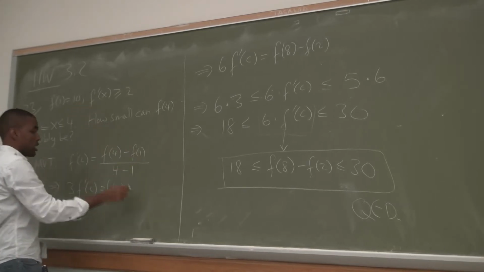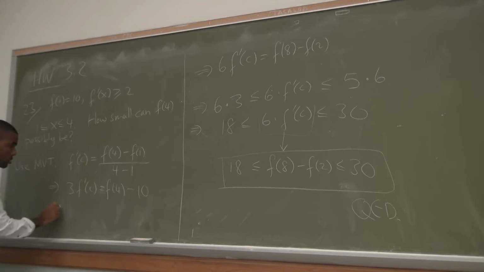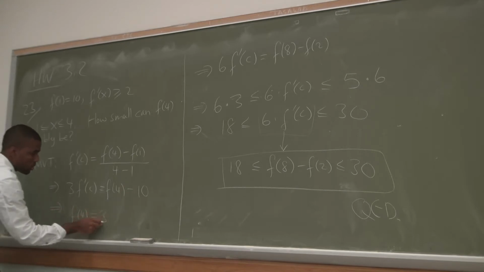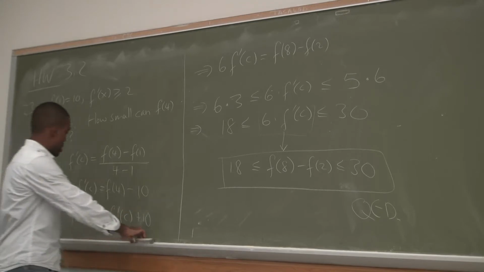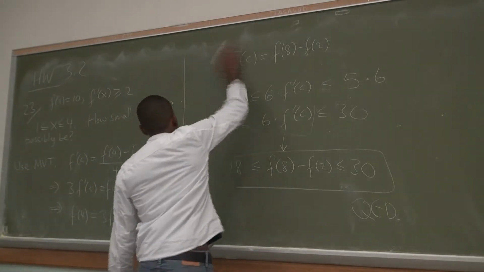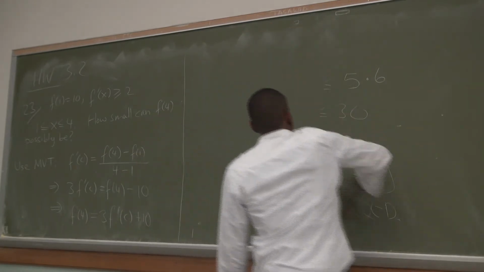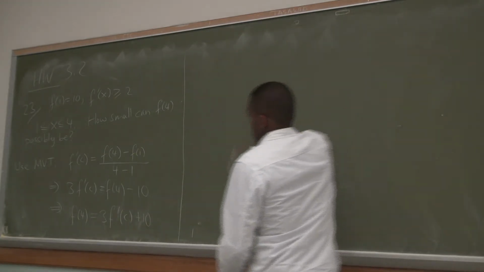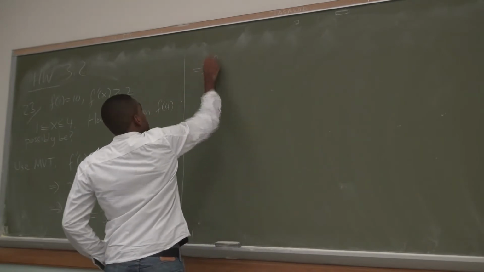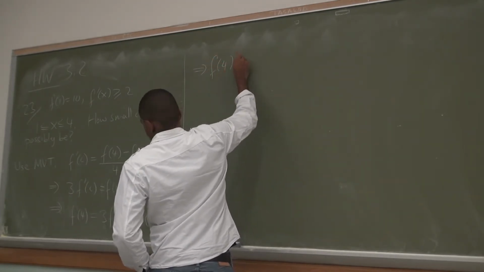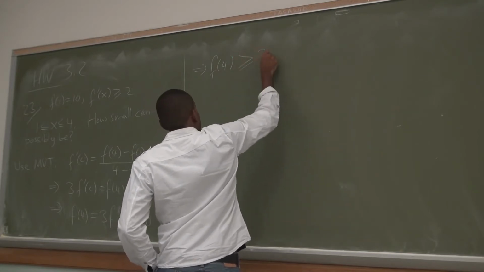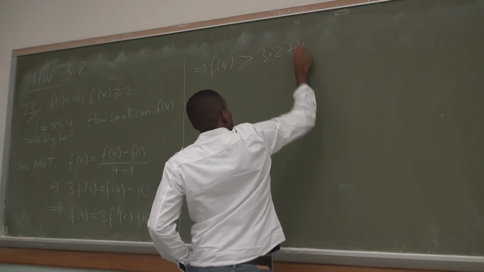F of 1 was 10. So this means that f of 4 I'd be able to write as 3 times f prime of c plus 10. And now what do I know about f prime of c? It has to be bigger than or equal to 2. This means f of 4 should be bigger than or equal to 3 times 2 plus 10.